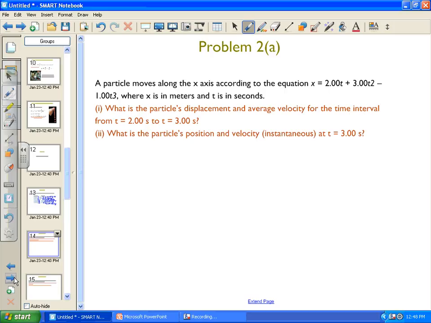Okay, in this next problem, part A, we are told that a particle moves along the x-axis according to the equation x = 2t + 3t² − t³, where x is, of course, in the SI unit meter, and t is in the SI unit second. We're asked to determine the particle's displacement and its average velocity for the time interval between t = 2 seconds and t = 3 seconds.